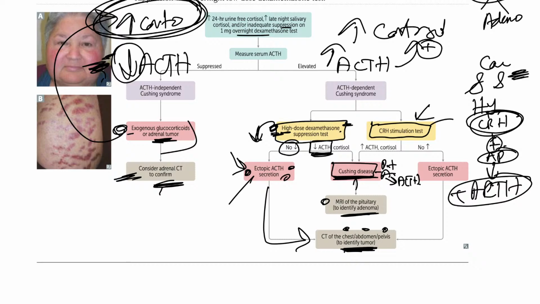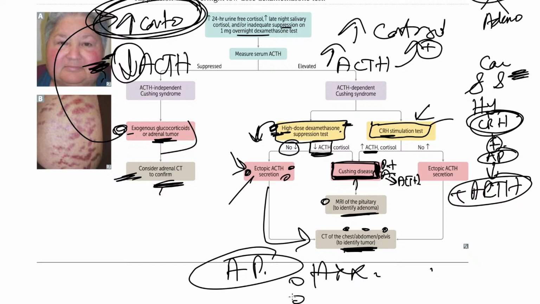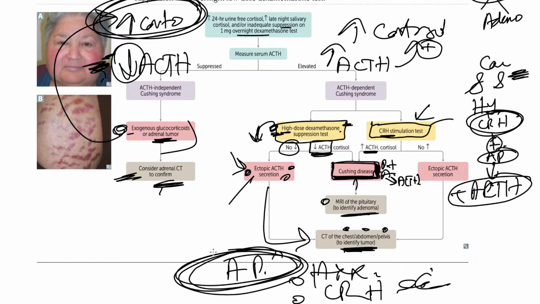Here it's the same thing. When we give CRH from outside, it's going to increase that ACTH, and then we can say, okay, this is Cushing disease, meaning it is responding. So just imagine this thing. The anterior pituitary is going to respond to everything you give from outside. It could be your high dose dexamethasone test, or it could be your CRH stimulation test. The anterior pituitary is going to respond. There is no way the anterior pituitary is not going to respond, okay?